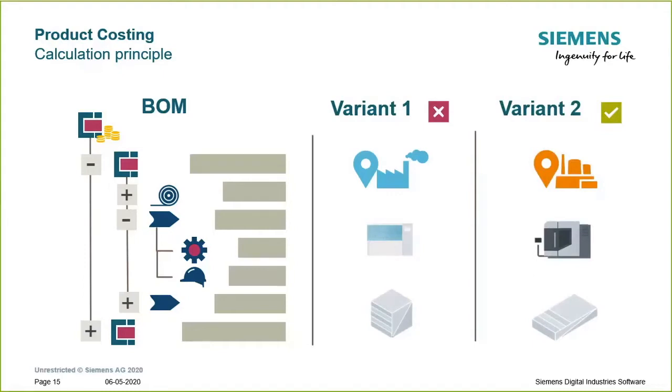Variants can be quickly created, and we can run a sensitivity analysis by making changes to any of the cost drivers. With this capability we can save up to 25% of our cost by selecting the right variant, based on the most optimal assumptions. So this is the current calculation principle.